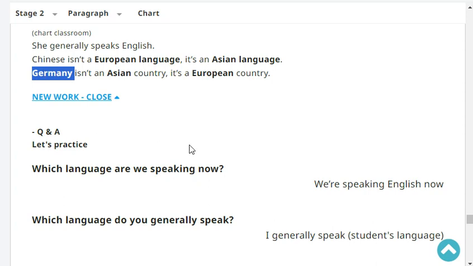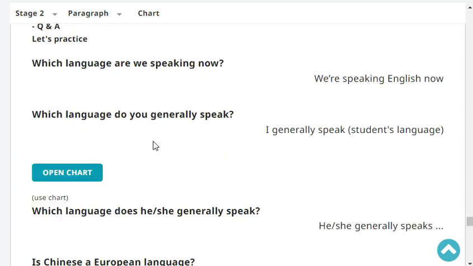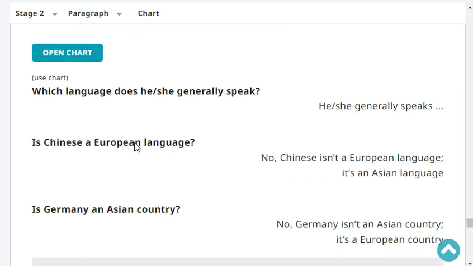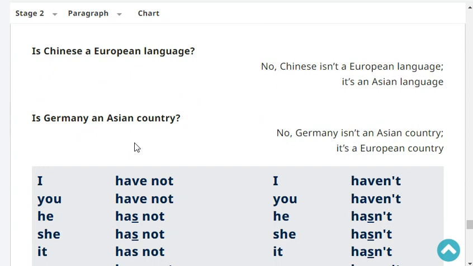Which language do you generally speak? I generally speak Japanese. Which language does she generally speak? She generally speaks English. Very good. One more. She generally speaks English. Very good.